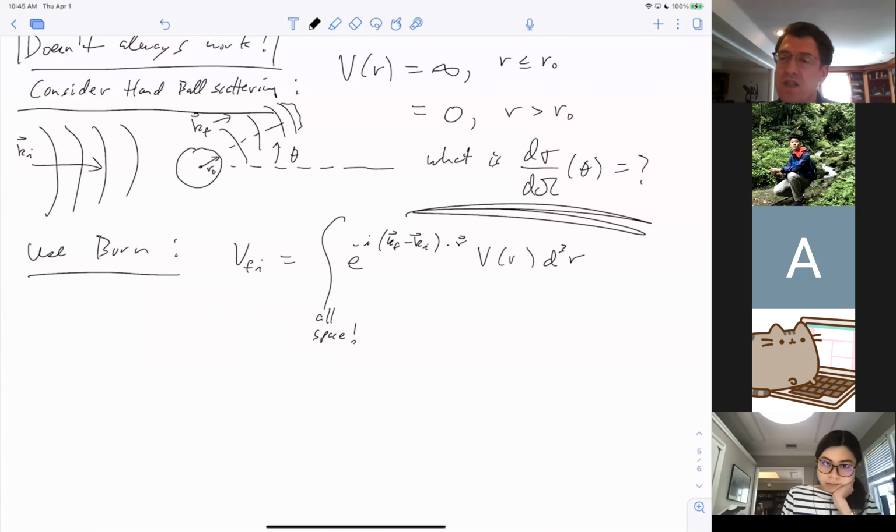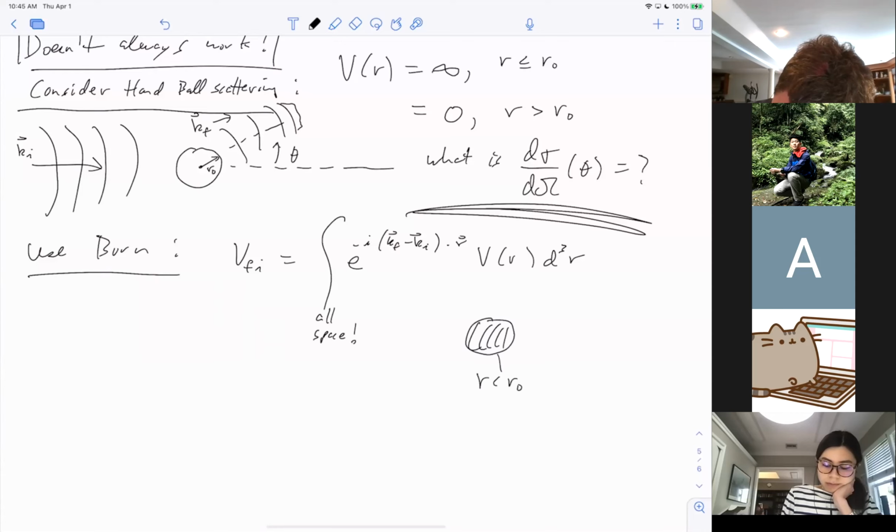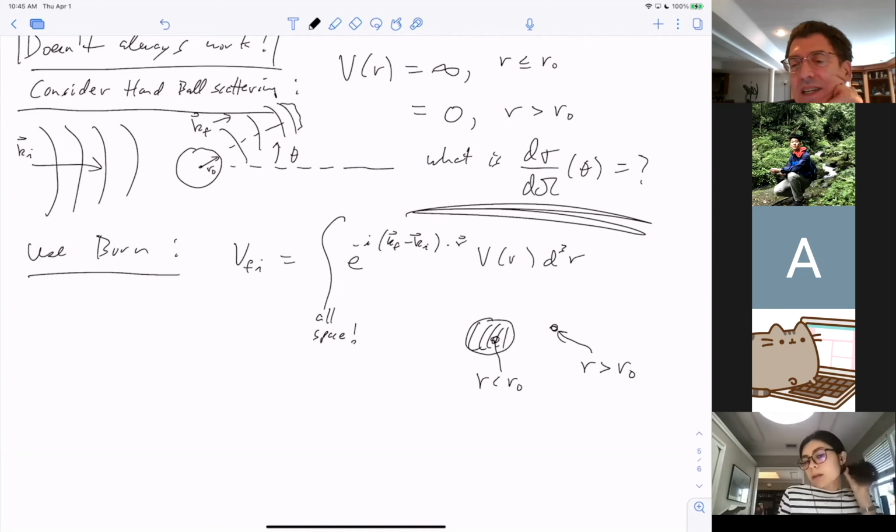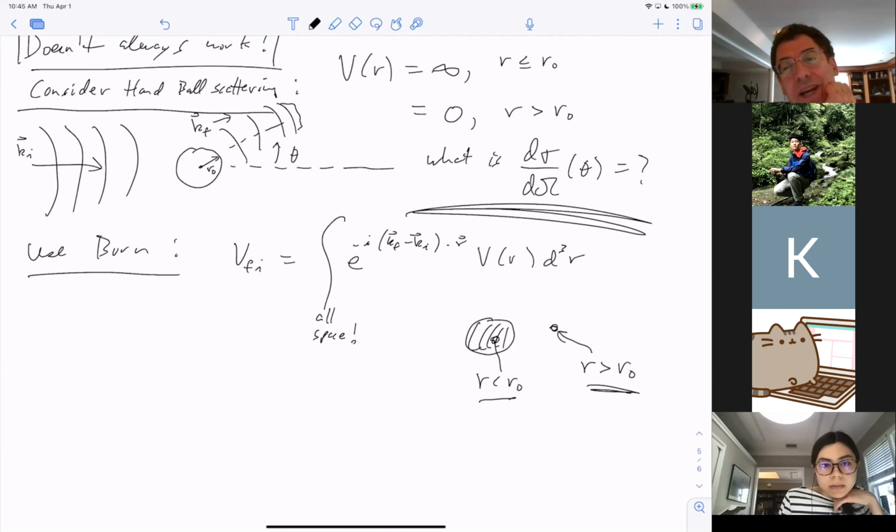So what happens when I do this integral? My integral now has two regions. I have the interior region, r less than r naught, and the exterior region, r greater than r naught. What does my integral equal when I do the exterior region? Tell me. What am I going to get when I try to integrate the potential in that exterior region? Zero. Yeah. What am I going to get when I do the integral in the interior region?